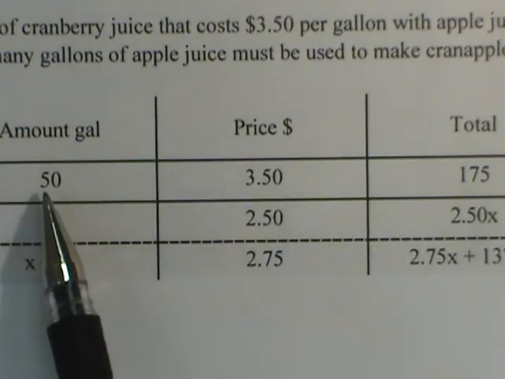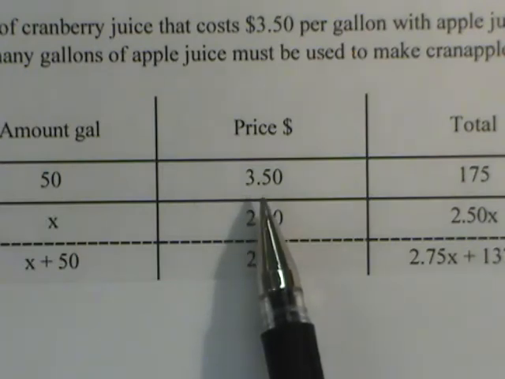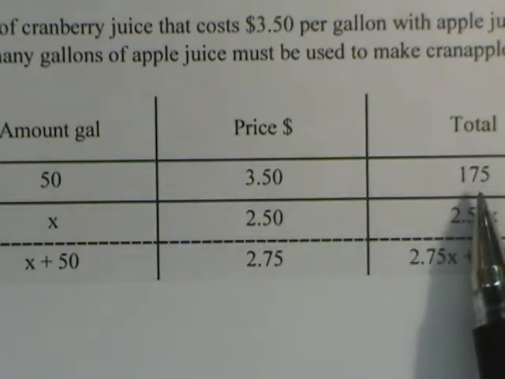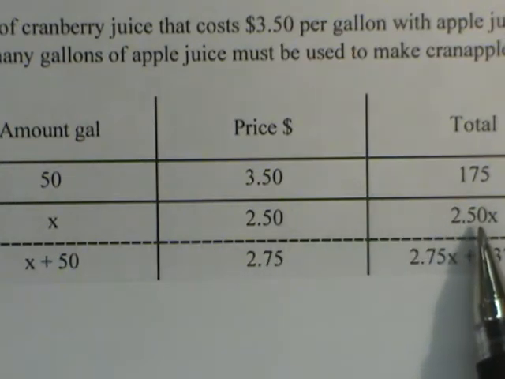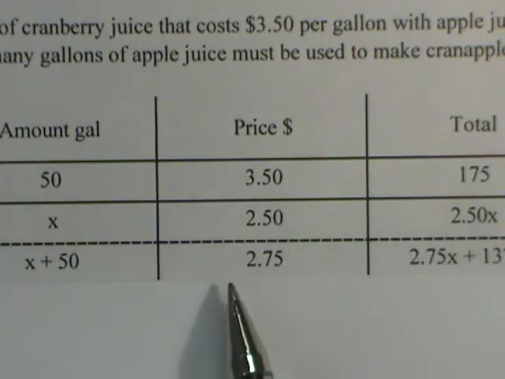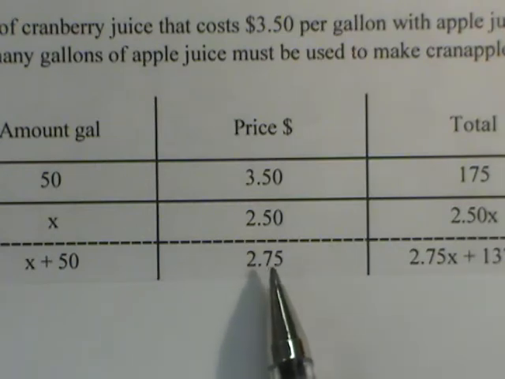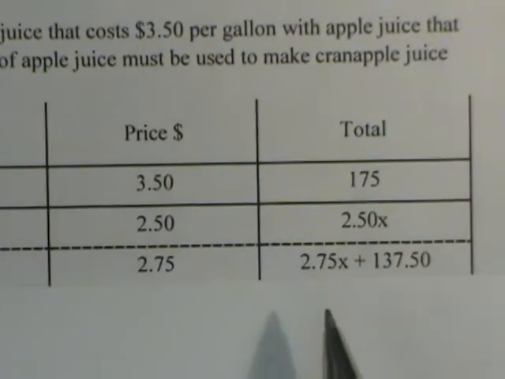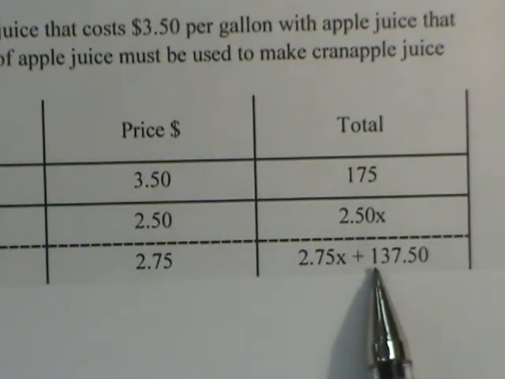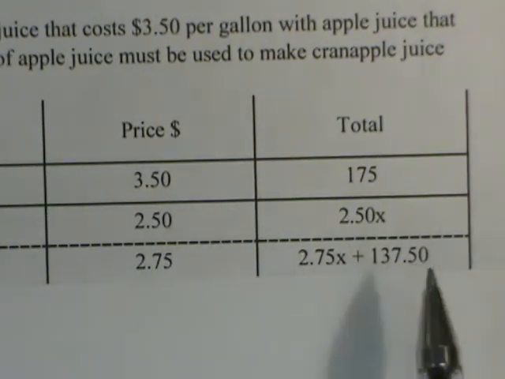The last step will be to multiply across to get to the last column. So I take this 50 times 3.5, that gives me 175. I take this X times 2.5, that gives me 2.50X. And then I like to distribute, so I'm going to take the 2.75 and distribute it across to X plus 50. The result would be 2.75x plus 137.5.